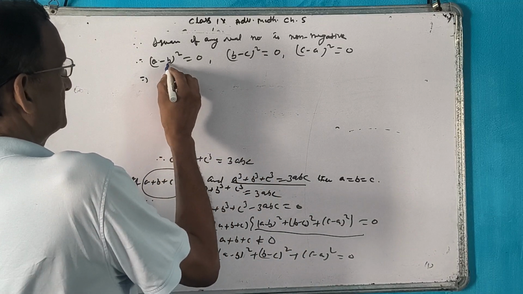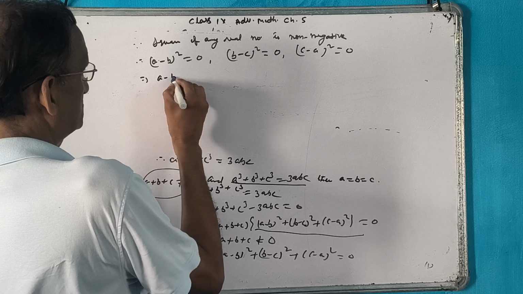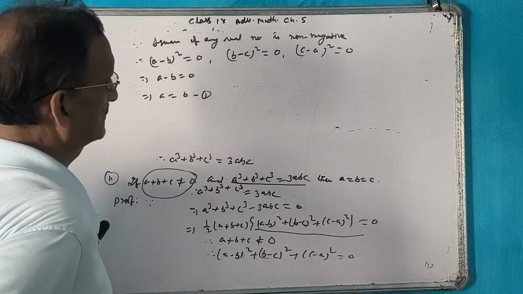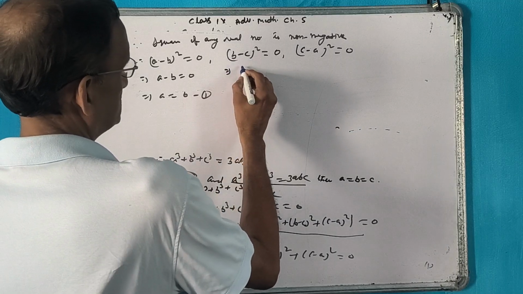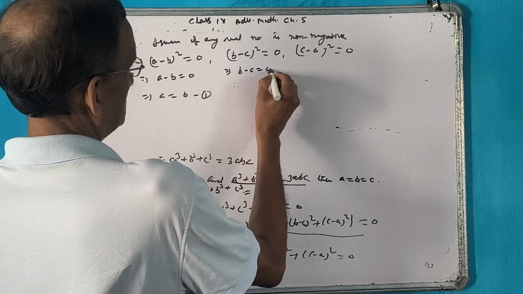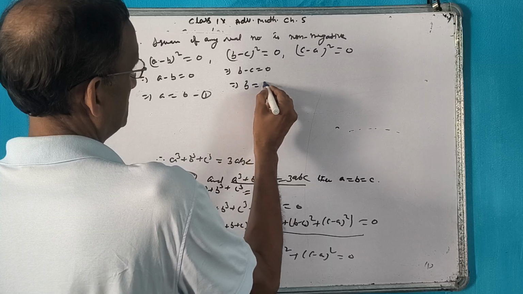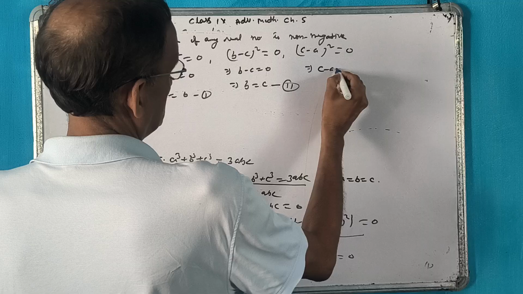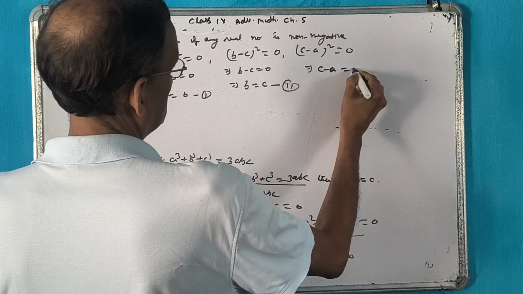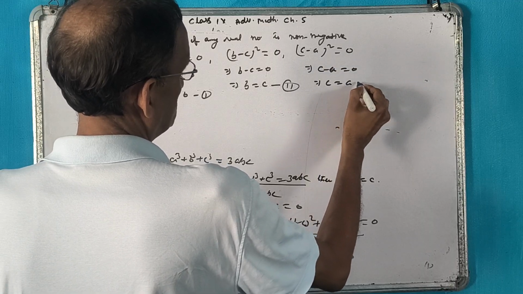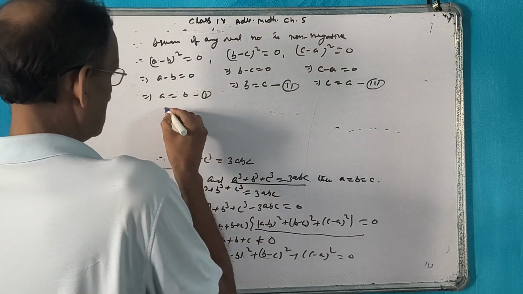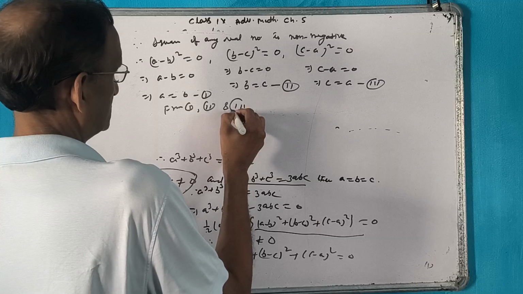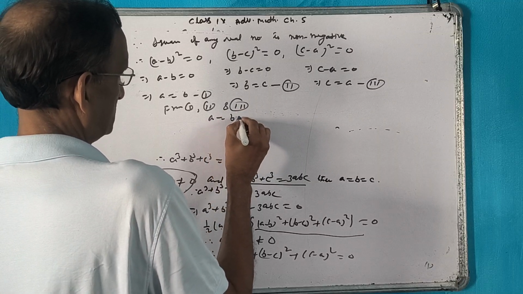Understood this? If (a minus b) whole square equals 0, then a minus b equals 0, so a equals b. Let it be equation 1. If (b minus c) whole square equals 0, then b minus c equals 0, so b equals c. Let it be 2. If (c minus a) whole square is 0, then c minus a is also 0, so c equals a. Let it be 3. So from 1, 2 and 3, what we will get? a equals b equals c.